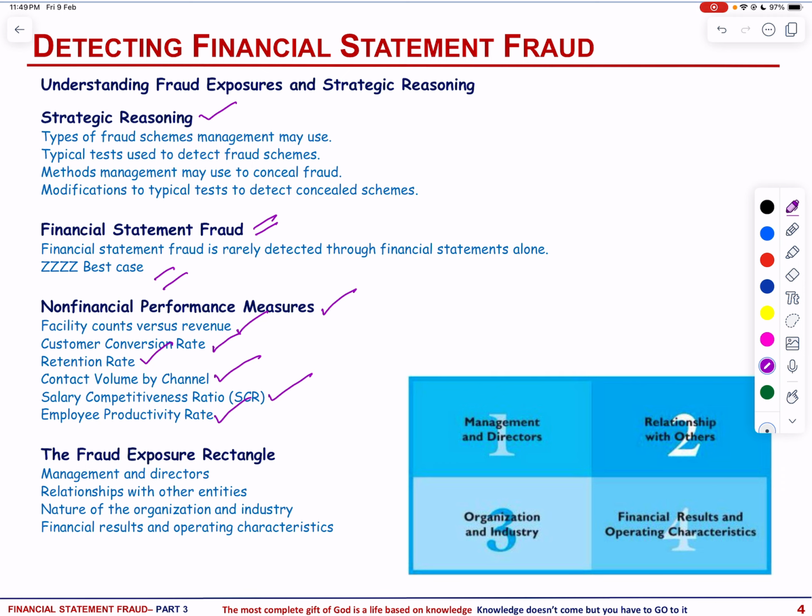Next, let us talk about the fraud exposure rectangle. The fraud exposure rectangle framework encompasses management, external relationships, industry and organizational nature, and financial performance, offering a comprehensive approach to fraud detection beyond traditional financial statement analysis. Let us talk about each one of them, and we start with the management and the board of directors.